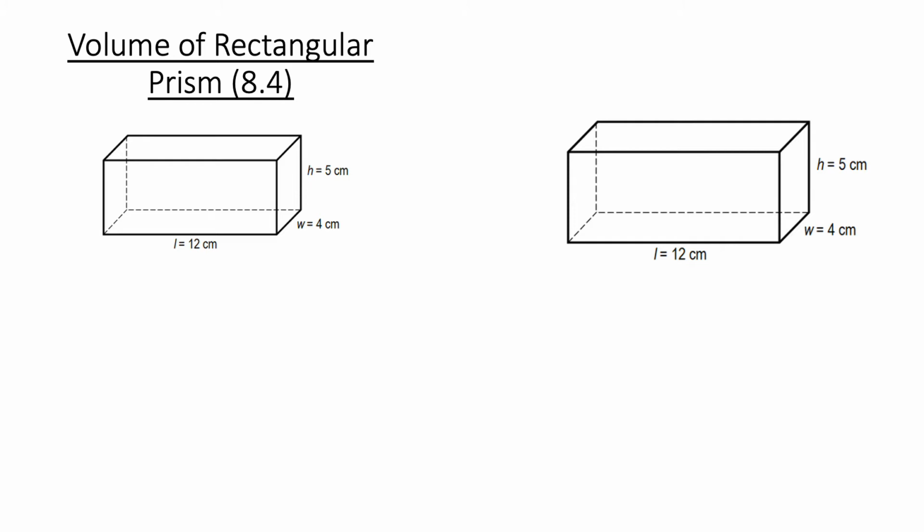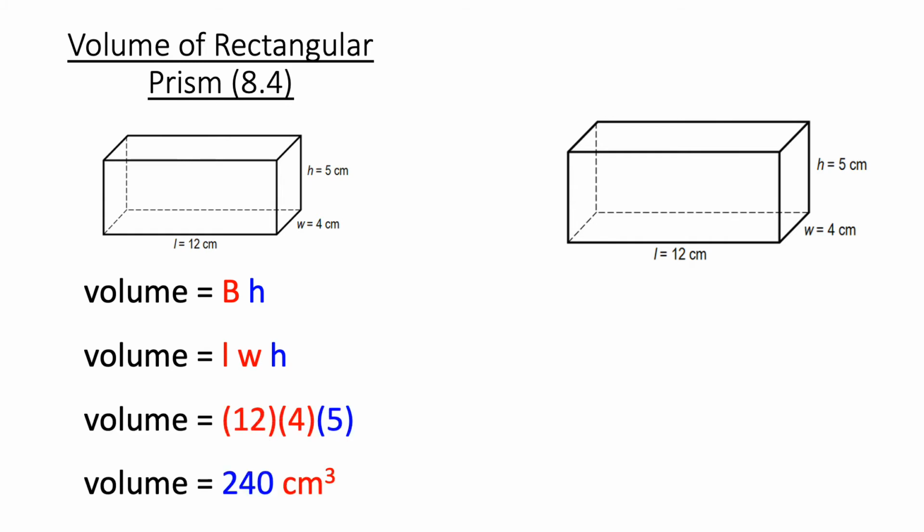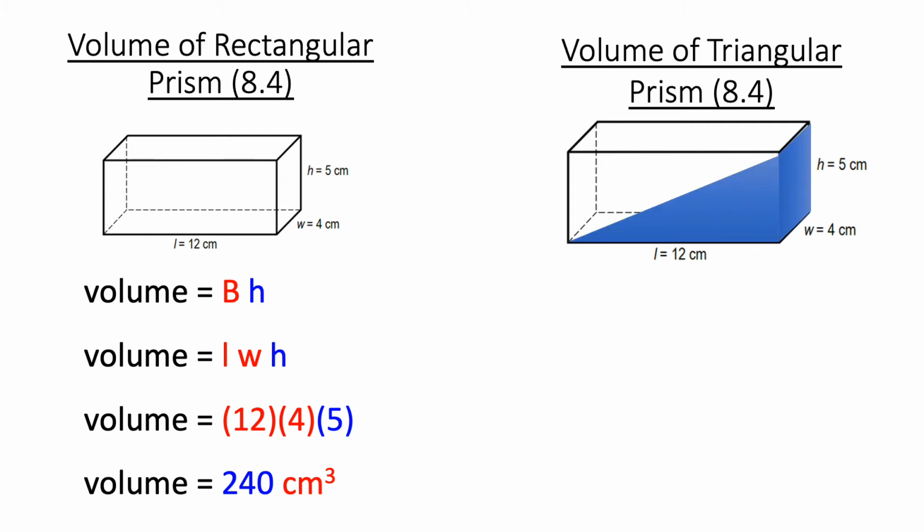In Lesson 4, we learned about the volume of rectangular prisms. We remember that the basic formula is area of the base times the height, which would mean length times width times height because the base is a rectangle. We label this with centimeters cubed because volume is cubic space.